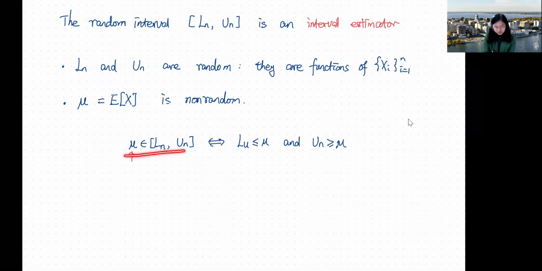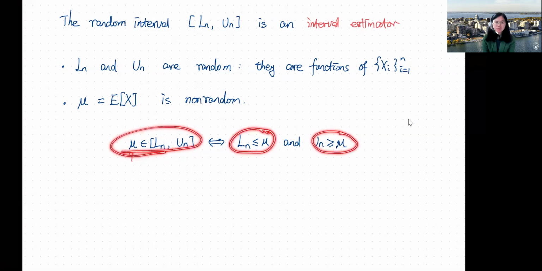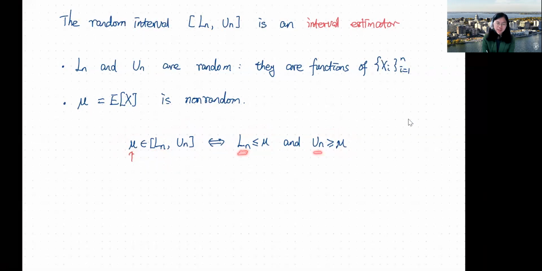So the event that mu belongs to the interval Ln to Un can be equivalently written as the random variable Ln is less than mu, and the random variable Un is greater than or equal to mu. So that event is the intersection of these two events. And these events are about the random variables Ln and Un.